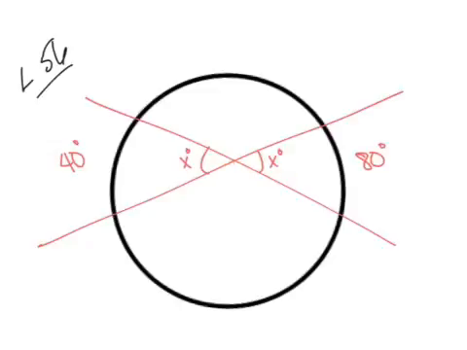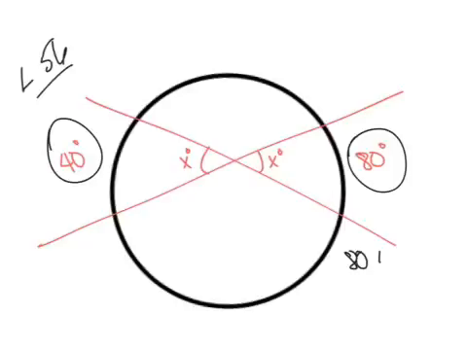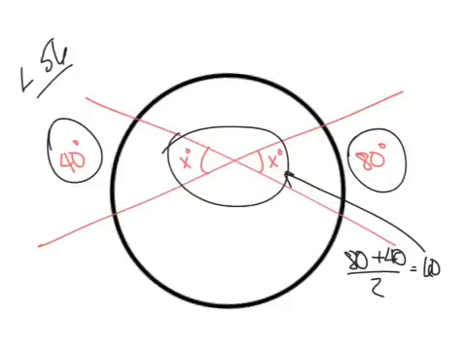We know they're the same, but we don't know what they are. The way we do that is we take the arc here and the arc there, we add them together, and we divide by 2. So we take the average. So 120 divided by 2 is 60. So these angles in there are 60 degree angles. Alright, so that's if they intersect inside.